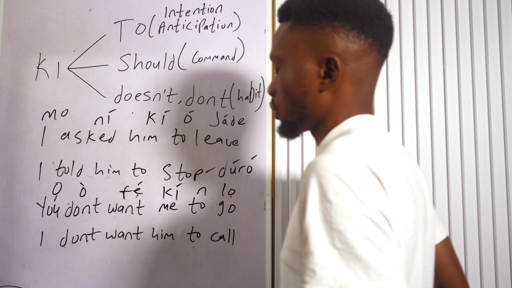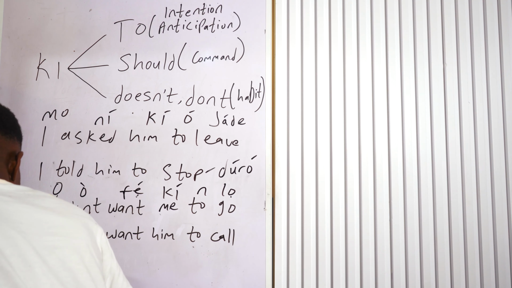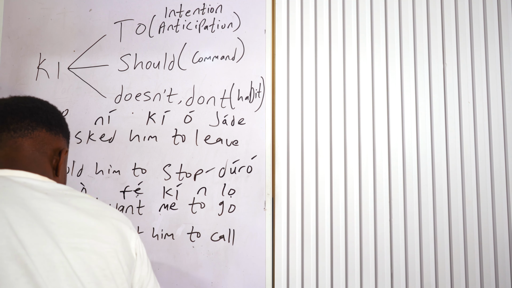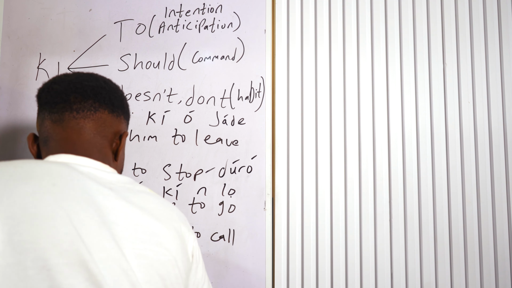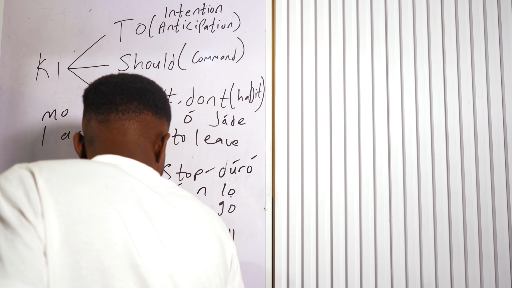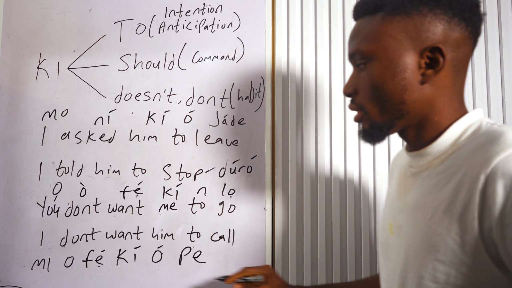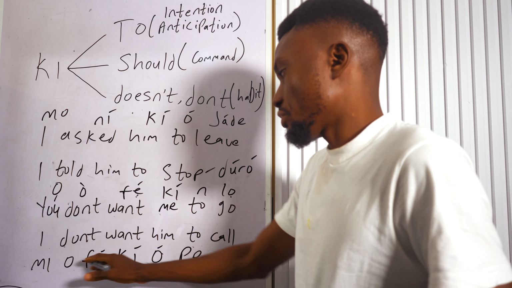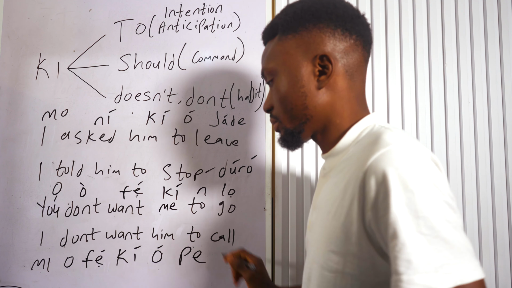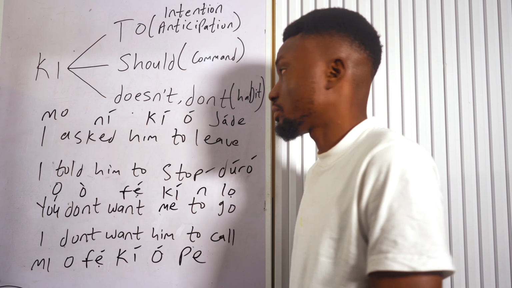But I don't want him to call. What do you think that would be? I don't want him to call. That is mi ò fẹ́ kí ó pè. Mi ò fẹ́ kí ó pè. I don't want him to call.